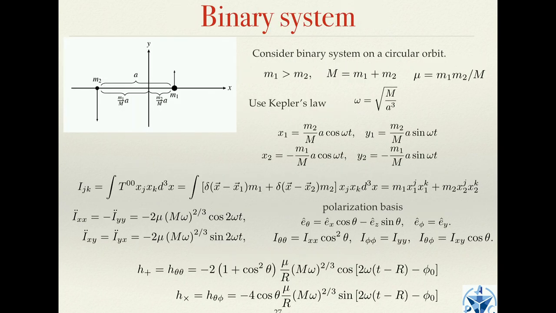So let's now consider a binary system. Very simple one, M1 and M2, on a circular orbit. I place coordinate frame XY, this is the plane in which the bodies rotate, at the center of mass of this system. I define M1 so that M1 is larger than M2. The total mass of the system is M big, and also the reduced mass ratio, what is called mu, M1 M2 divided by total mass.